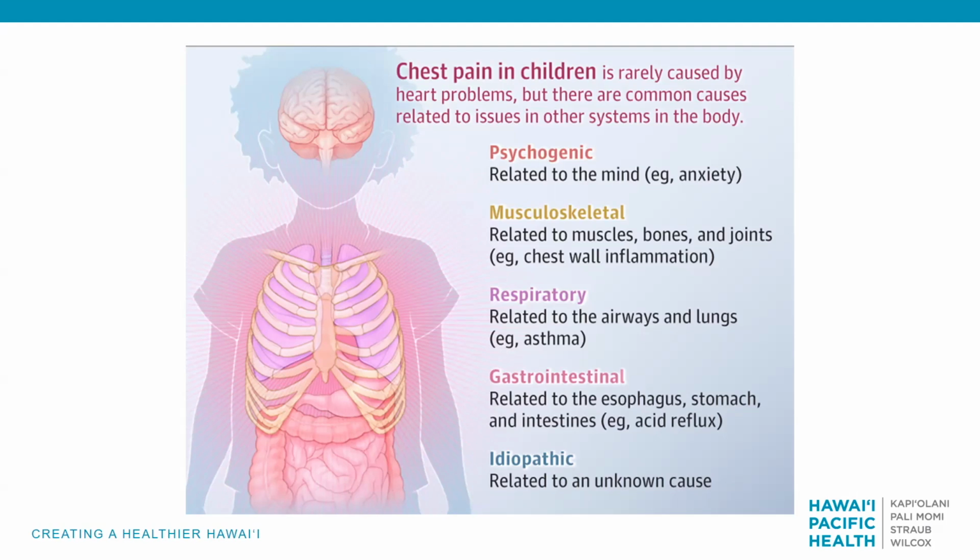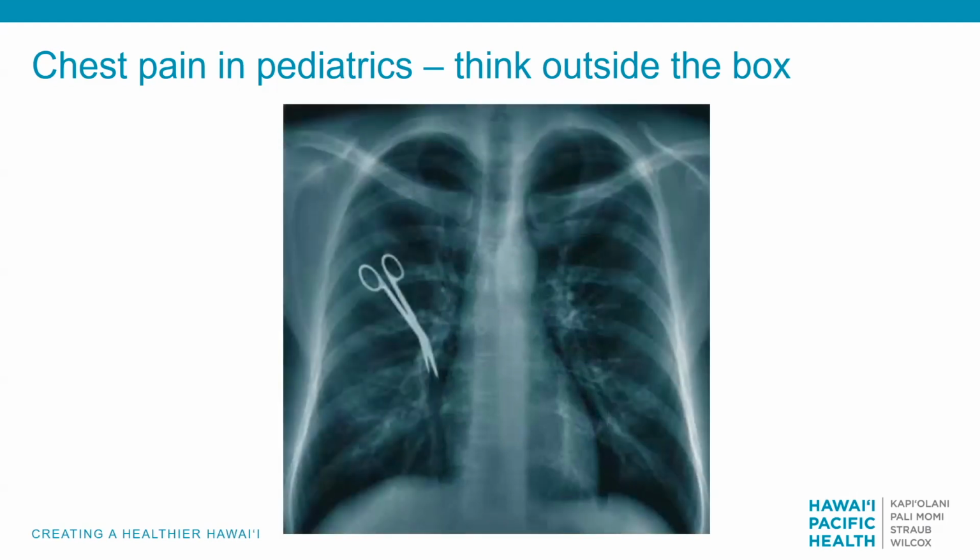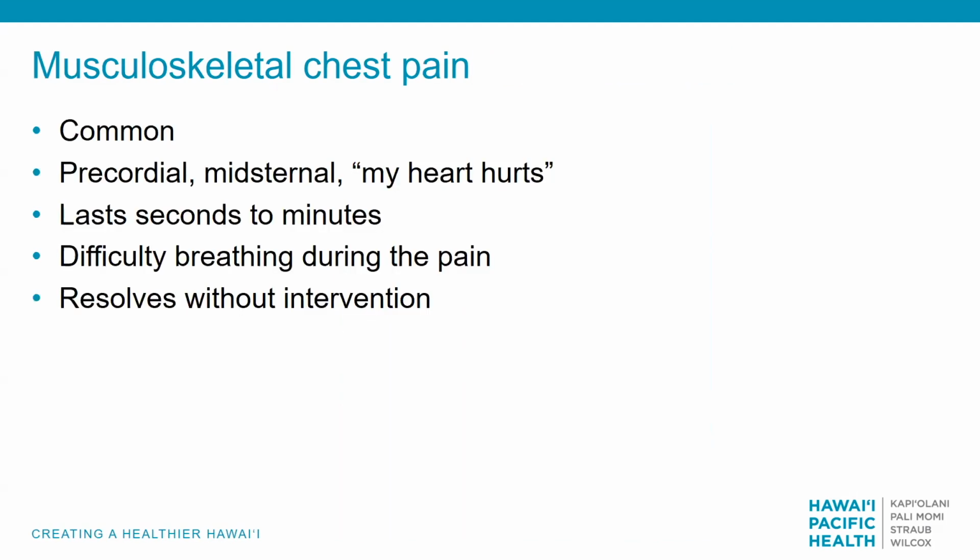But I'm not going to go into this. I'm going to go into all the other side. So when you take a chest X-ray, this is just like a funny picture. When you have chest pain in pediatrics, you got to think outside the box, because outside the box will reveal the actual issue. When you have chest pain in a 50-year-old or a 90-year-old, you have to think about cardiac, but it's kind of the opposite in pediatrics. Again, 99% is not. Musculoskeletal, again, that's the most common.